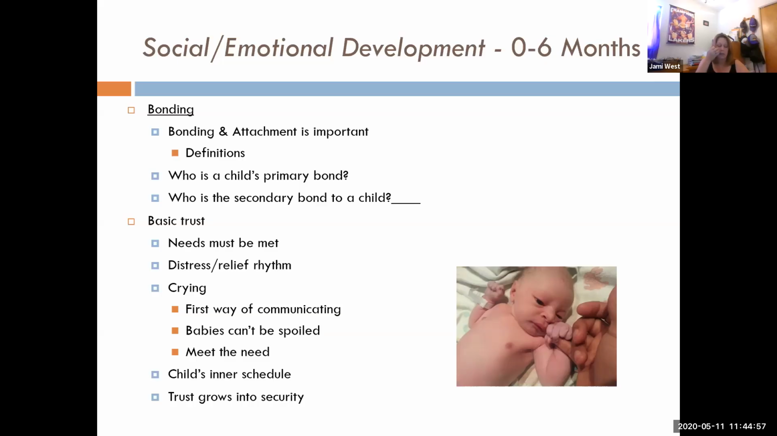Another thing that's really important about meeting children's needs in order for them to develop basic trust is allowing the child's inner schedule to dictate, not change their schedule to meet our needs. Now I know that that's a tough one, okay? I totally get children are up at all hours. Sometimes we have to work. I get all of that.